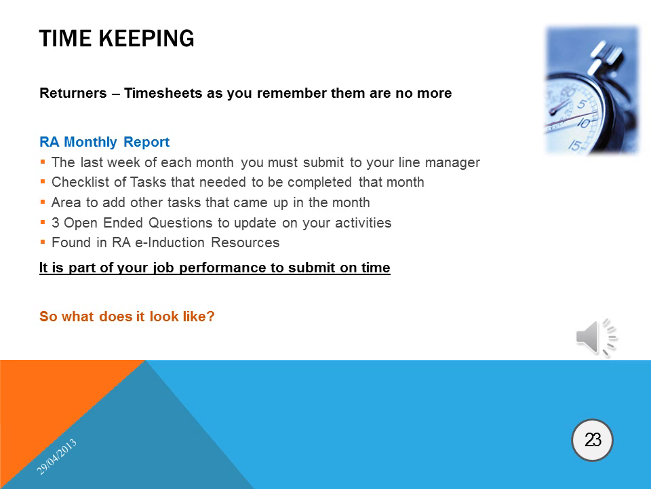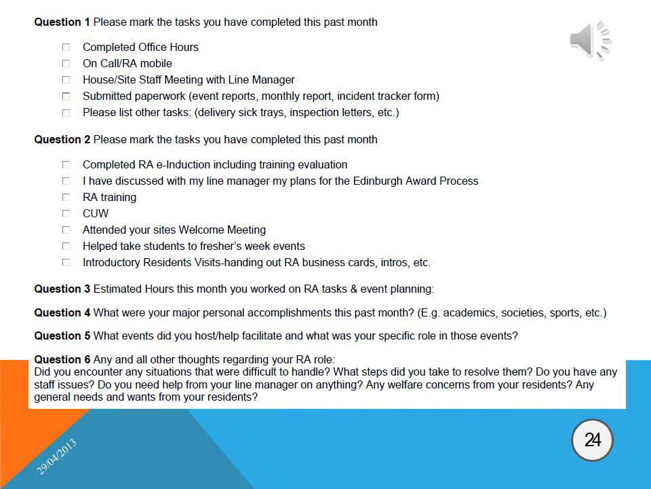In addition, there are 3 short answer questions that will allow you to elaborate on your tasks, accomplishments, future plans, and difficult situations that you had to face. Please keep in mind that completing the monthly report on time is part of your RA responsibilities. Here is an example of what the first monthly report for September looks like. Pause if you would like to take a look at the individual questions.